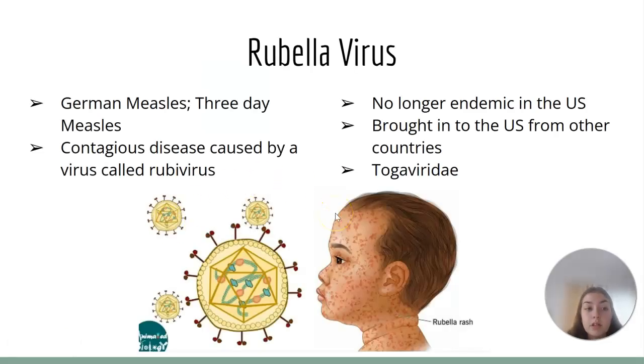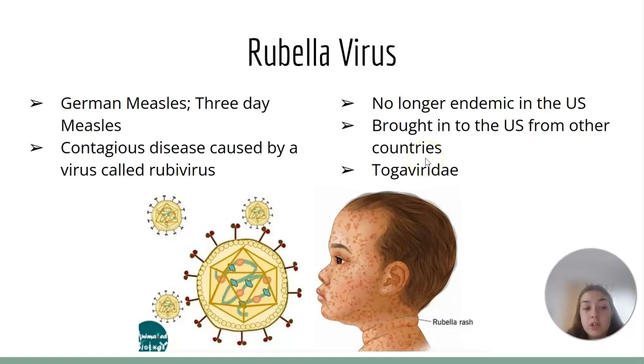So, rubella virus is also known as German measles or three-day measles, and it is a contagious disease caused by a virus called the rubivirus. And this virus differs from the one that causes measles, which I will discuss later on. The rubella virus is the sole member of the genus Rubivirus, and it is in the family of the Togaviridae, which is right here.